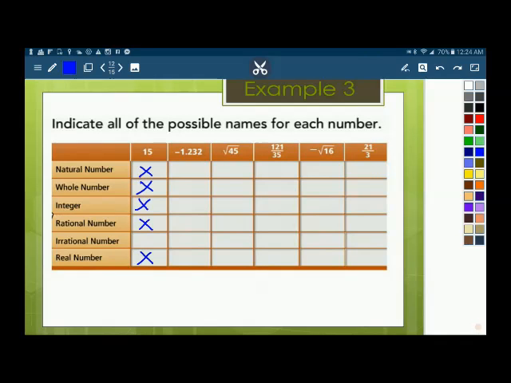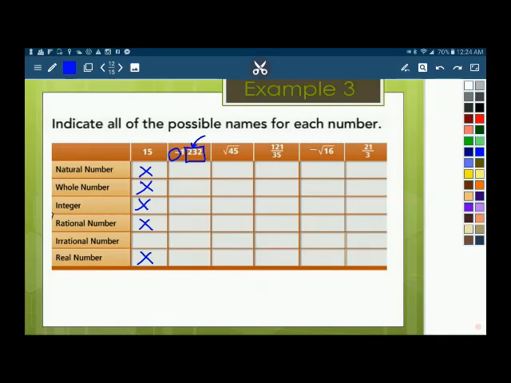Now, as for this number, -1.232, not only is that a decimal, it's a terminating decimal, and it's negative. So we've got part of a number, and we've also got a negative. You're not going to teach your child to count to this number, so it's not going to be natural. It's obviously not whole because we don't have a full number. It's just part of a number.